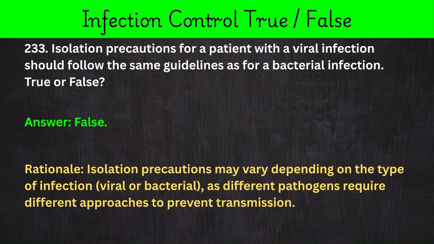233. Isolation precautions for a patient with a viral infection should follow the same guidelines as for a bacterial infection.